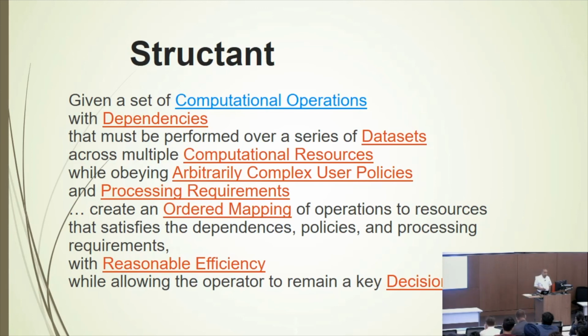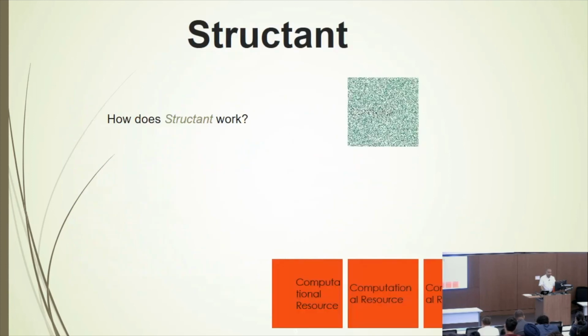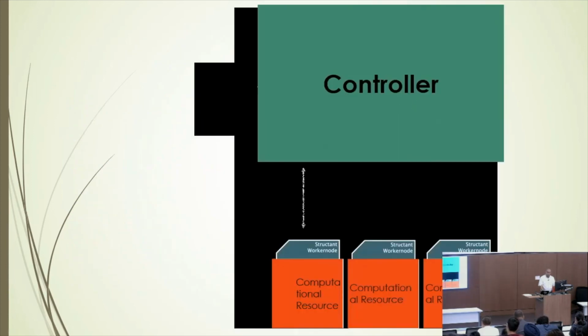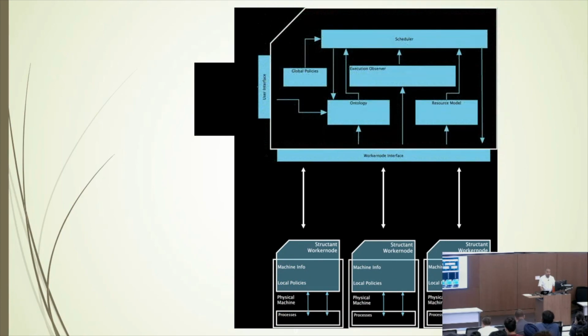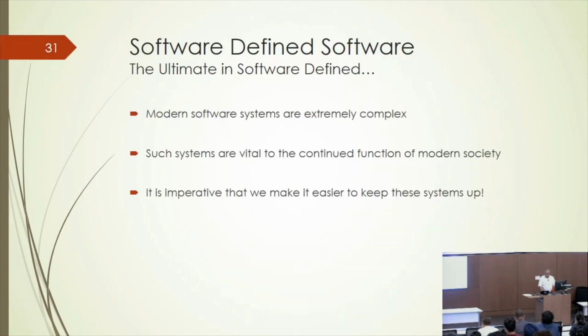And here we have computational operations with dependencies, and they have to perform a series of data set manipulations on how to manage that. The key idea here is the computation resources. You have a controller. There are some structured representations on each of those locations, and the controller is providing the actual guidance. Another one. How many here have heard of software-defined networks?